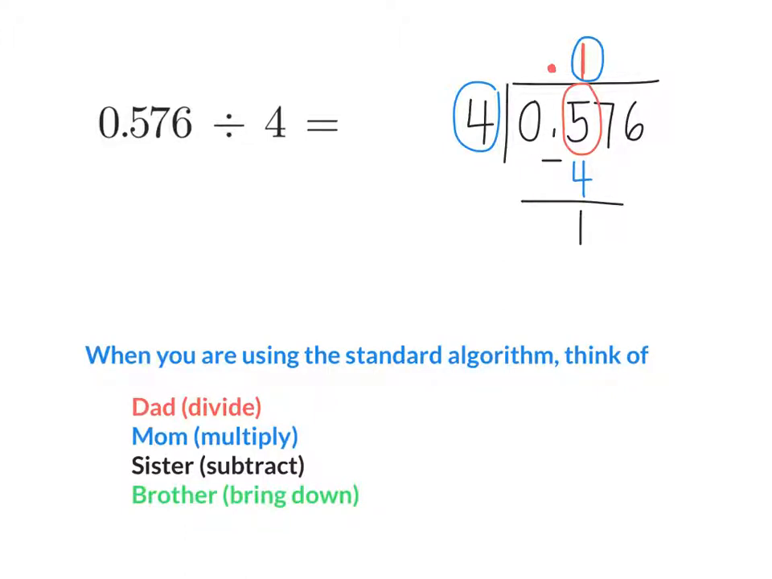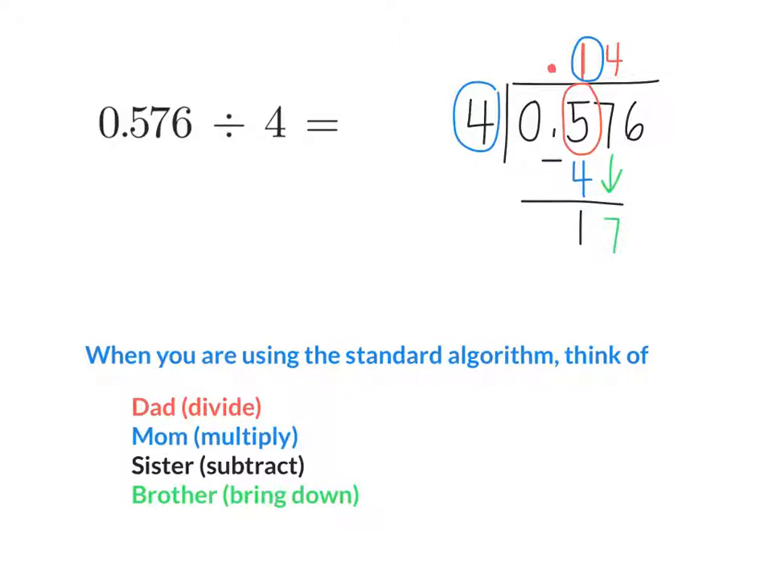Next up is brother. That starts with B, so brother's in charge of bringing down the next unit. Because we had 1 tenth left over, we can regroup that, and when brother brings down the next digit, now we have 17 whats? Hundredths. Very good. Now we went through the whole family. Now we start again. Who's up first? Dad. Dad has to say, okay, we have 17, and I want to split it into 4 groups. How many times is 17 divided by 4? Everyone? 4. So dad's going to record it up at the top. This time he's recording in the hundredths column because we're in hundredths.